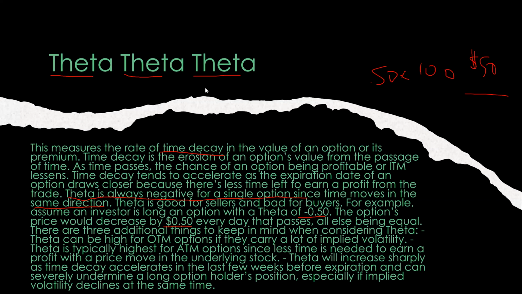The three things you want to consider: it could be really high for out of the money options since they carry a lot of implied volatility. Don't worry, we're going to break that down for you soon. Theta will increase sharply as time decay accelerates in the last few weeks. So if you're about 10 weeks out, when you start closing in on those one to two weeks to expiration, theta is going to start spiking dramatically. And the last thing to remember is that it could severely undermine a long options position. It could really hurt you and start cutting your pricing down.